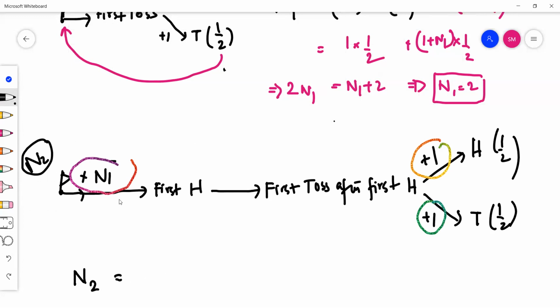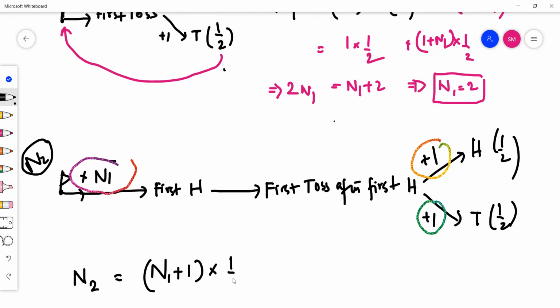There are 2 cases. You get along this path or you get along this path, because the first head must occur. Then only you can tell this. Otherwise, it will not happen, right? If you don't get a first head, it will never happen. So it can only happen if you get the first head. So n2 is equal to what? First n1 steps plus 1 if you get heads, right? If you get heads, first head and this is the second head, the first toss after the first head gives heads, then you get n1 plus 1 steps with probability half.